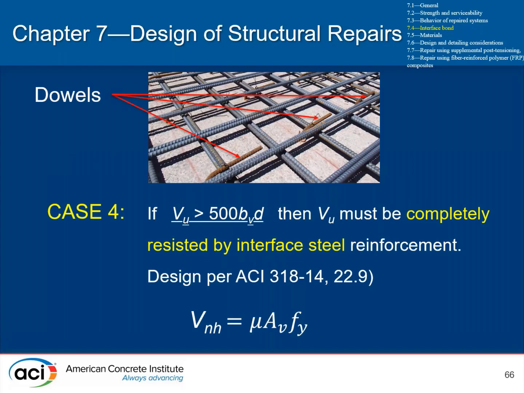In a case where the shear stress is greater than 500 psi, or the ultimate shear is greater than 500 bvd, then the shear must be completely resisted by interfacial steel reinforcement. Essentially, it takes it into a section of the code where it's considering shear friction based on the friction offered by the interfacial zone.